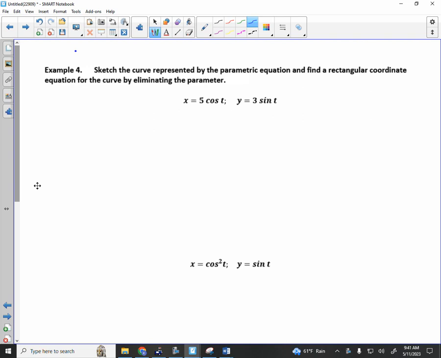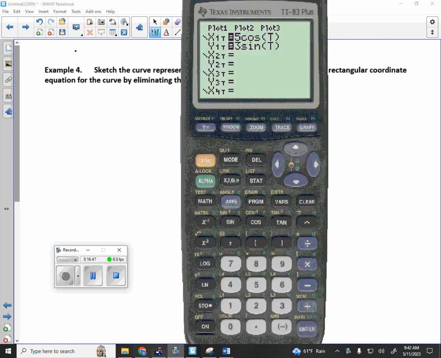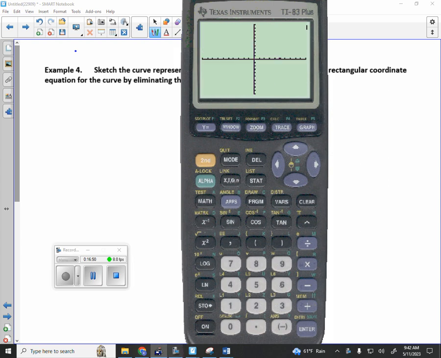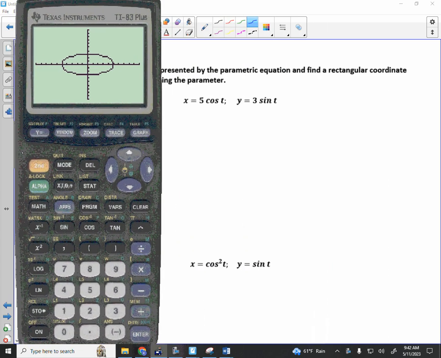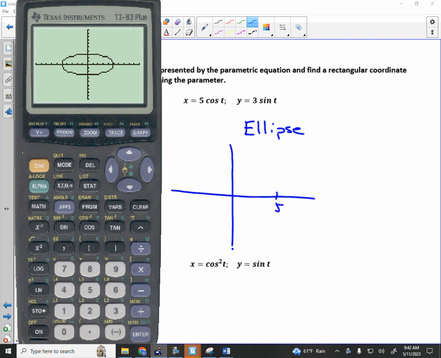Why don't you plug this into your calculator and describe what you get? Okay, go ahead on your own, plug it in, describe what you get. Go. Ooh, there's no parameter here, so I go all the way to 2 pi for my domain. What shape do you get? An ellipse, yeah. Notice how far is it stretched horizontally? 5 units, right? And it's stretched 3 units vertically.